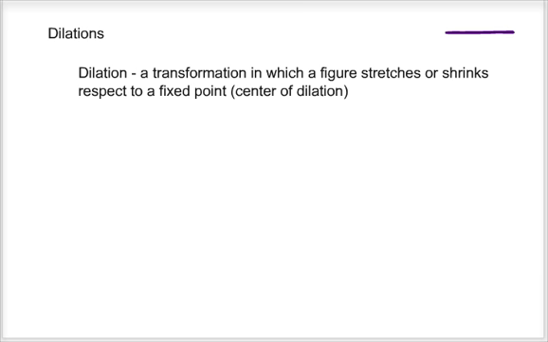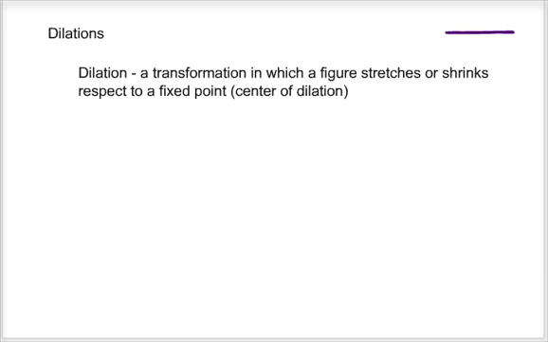Today we're talking about dilations. Go ahead and put your date in the upper right-hand corner of your paper. And a dilation is the last type of transformation that we're going to cover. So let's go ahead and look at what a definition for a dilation is.